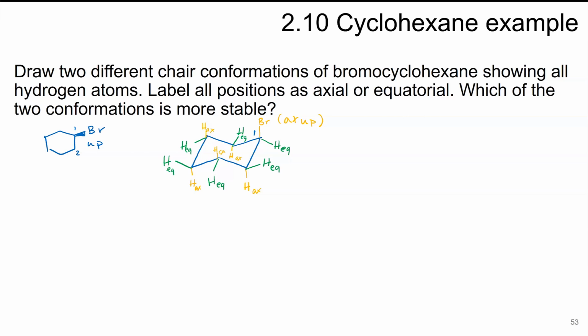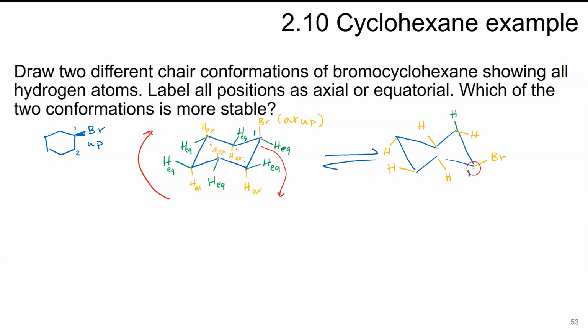And then we have to do the chair flip. So when doing the chair flip, I'm going to flip this corner down and flip this corner up. So my parallel sets of lines should be going in the opposite direction now. And 1 was up here, now 1 is here. So my bromine now becomes equatorial, and all the other hydrogens will be axial as well. And the hydrogens that were equatorial before become axial. The one that is more stable is where the large group is in the equatorial position.